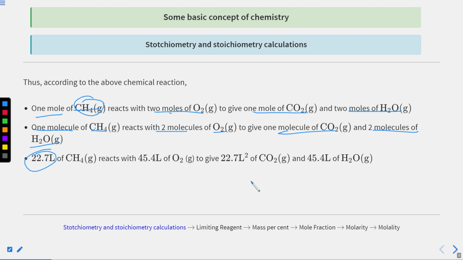Now since we are doing this reaction at STP, 1 mole of methane will contain 22.7 liters of methane gas, and 2 moles of oxygen will contain 22.7 into 2, that is 45.4 liters of oxygen, and they will react to give 22.7 liters of carbon dioxide and 45.4 liters of H2O, because 2 moles of H2O are present.